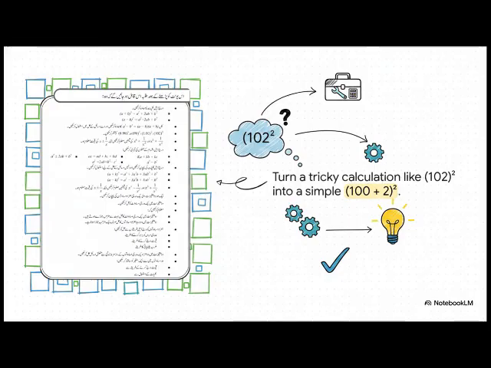Now we can grab our new tool. Our A is 100, our B is 2. So we get 100 squared, which is 10,000, plus 2 times 100 times 2, that's 400, plus 2 squared, which is 4. Just add them up. 10,404. See? So clean. No calculator needed. That's the power of having the right tool.